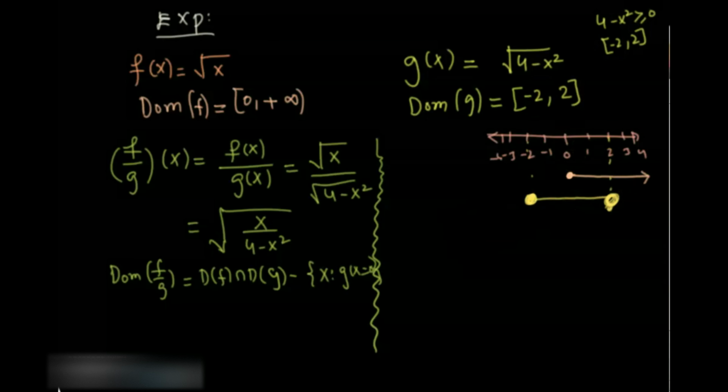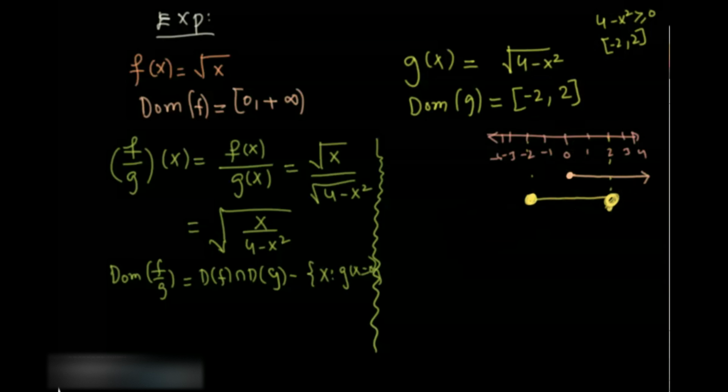So the domain of your f over g at the end of the day: the intersection was this, but at 2 the denominator is 0, so it is going to be 0 to 2, but 2 is not included. I hope that makes sense.